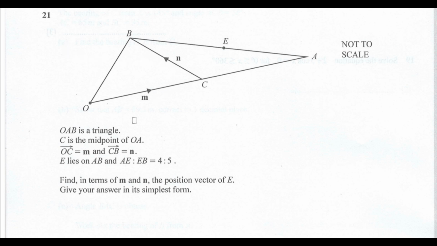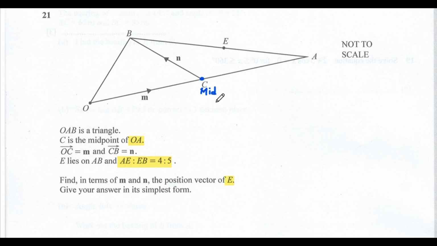Question number 21 is about vectors. OAB is a triangle. C is the midpoint of OA. OC is M and CB is N. E lies on AB and AE to EB is 4:5. Find, in terms of M and N, the position vector of E.